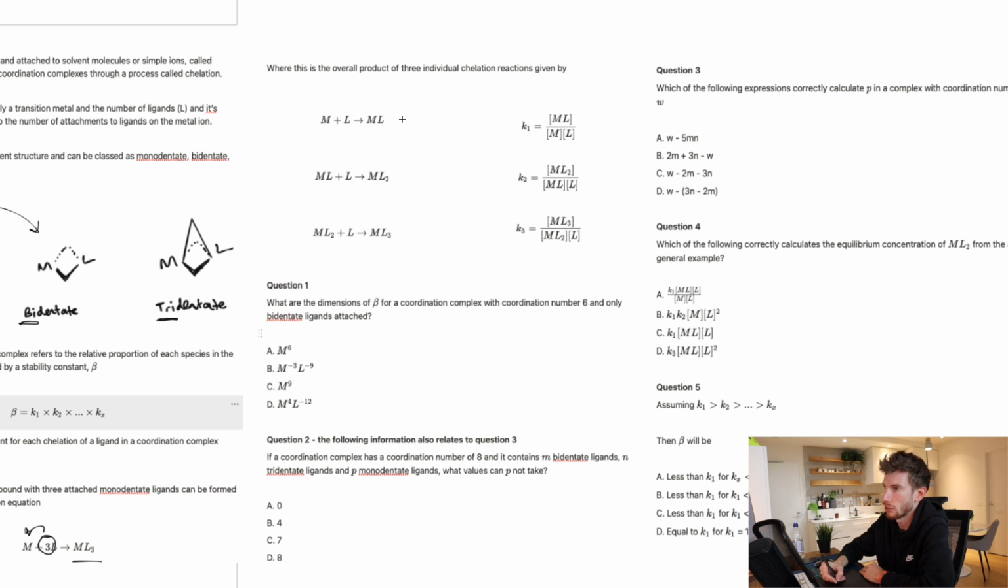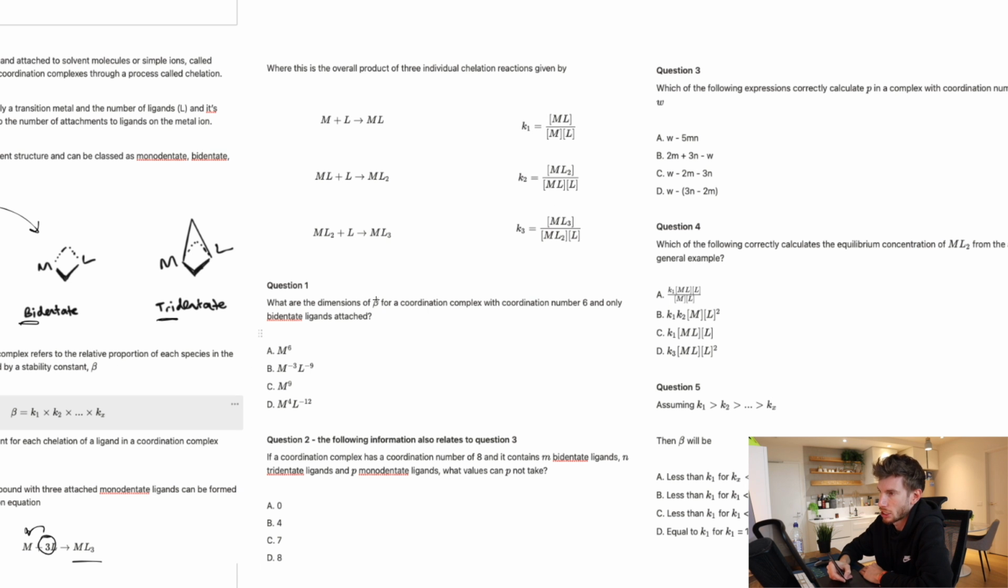We add the first one to make ML, and it has its K value. Then we have ML plus another one, makes ML2, we have another one, and then finally it forms its final phase, ML3, and there's the other one, like that. And so these are the individual K values that multiply to give our beta value.